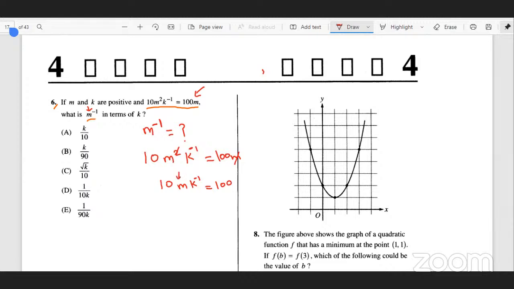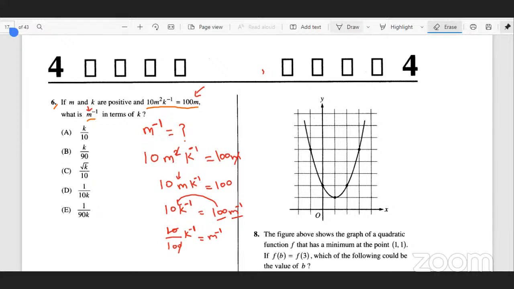Here I have m. I'll take it to the right hand side and I'm going to get k to the minus 1 equals 100 m to the minus 1. Now, obviously, since I need to find m to the minus 1 in terms of k, I need to take this 100 to the left side, and I will have 10 divided by 100, k to the minus 1 equals m to the minus 1, right? Now I can simply cancel out this 10 and I'm left with k to the minus 1 divided by 10.